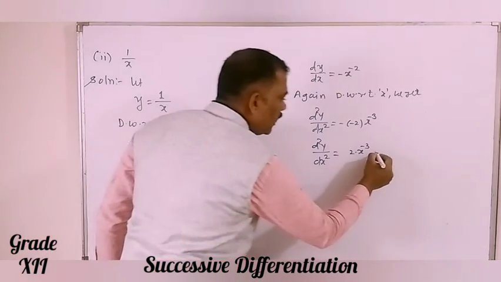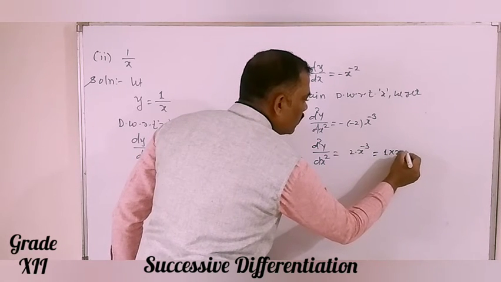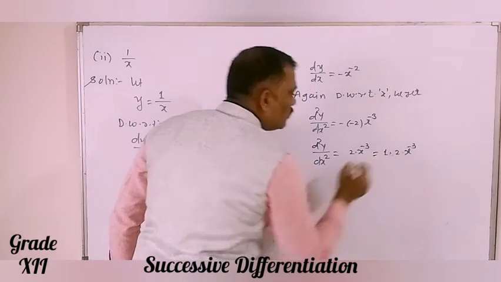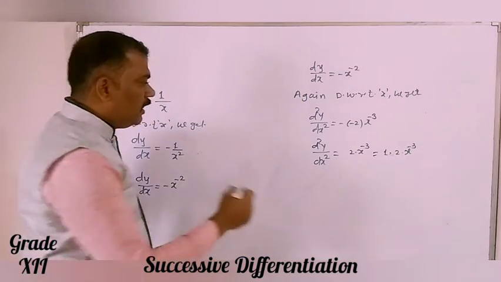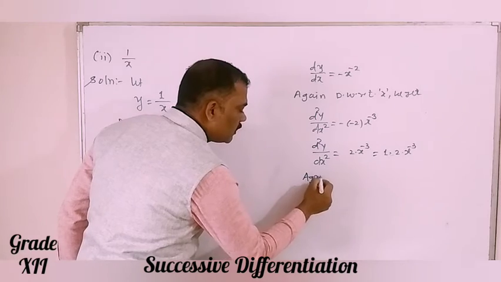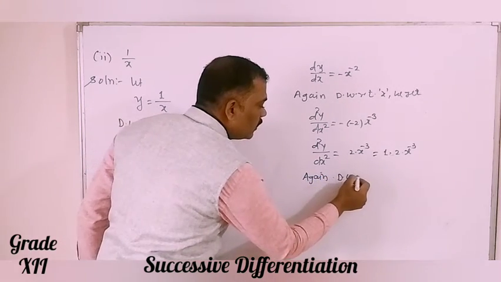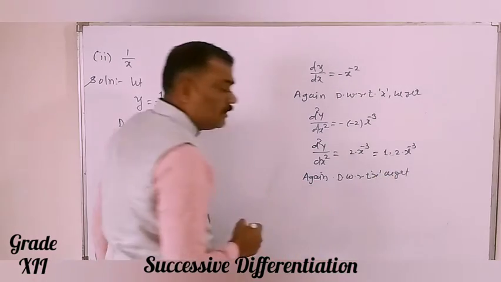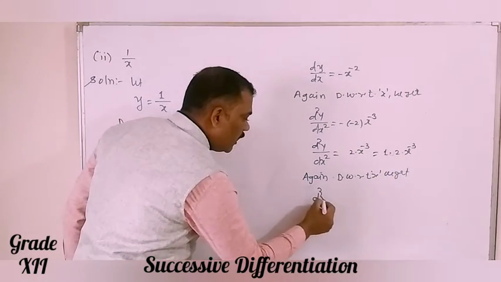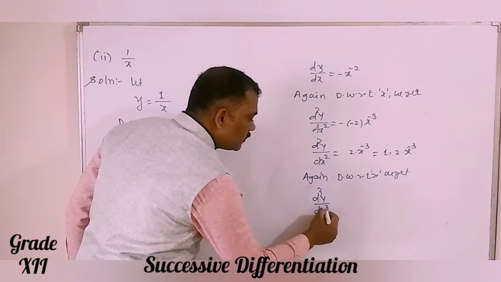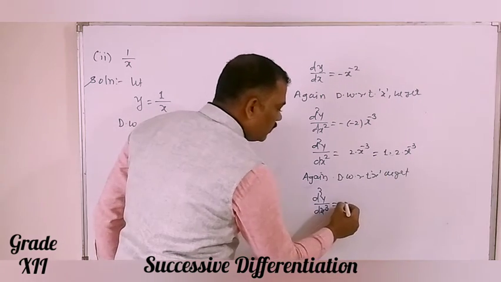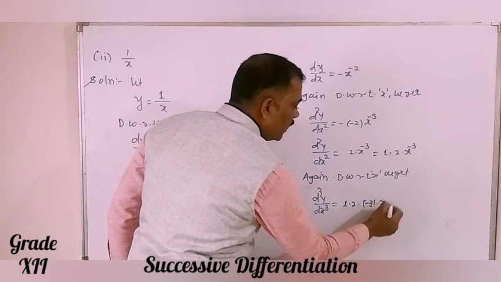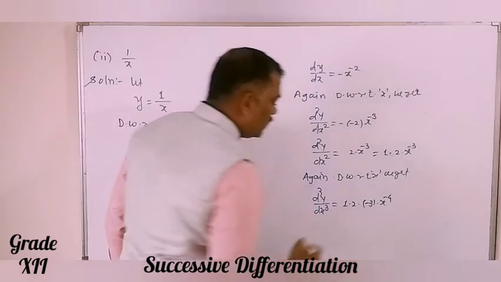This can also be written as 1 into 2 into x raised to minus 3. Again we have to differentiate one more time. Again differentiating with respect to x, we get the third order derivative. d3y by dx raised to 3 is equal to, see that, 1 into 2 into, take this power as it is, minus 3 into x raised to minus 3 minus 1, that is minus 4.